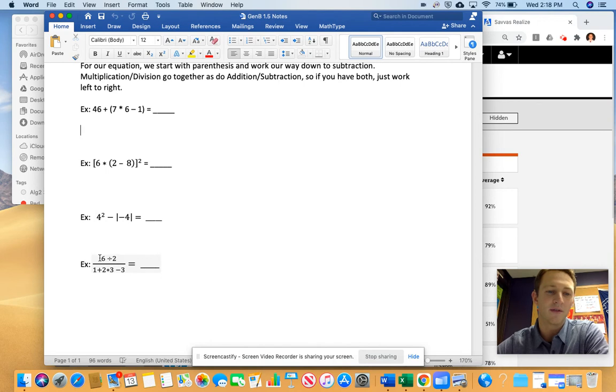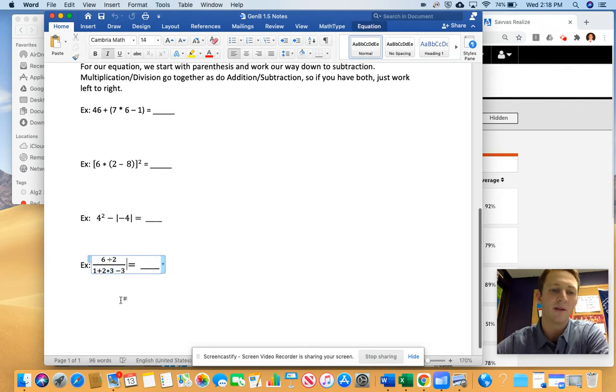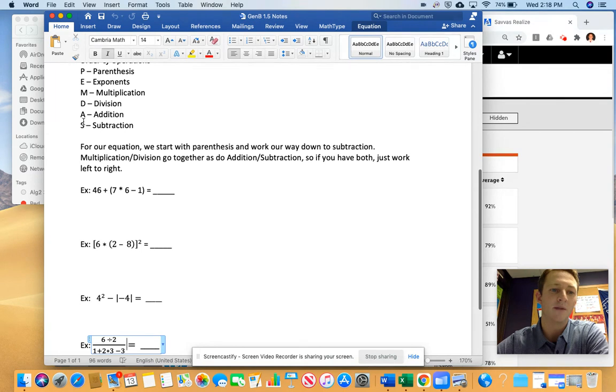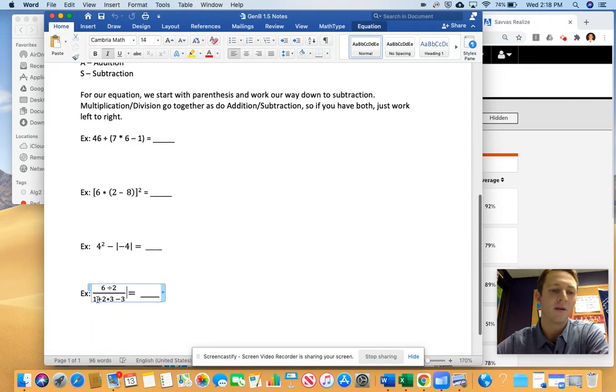And then lastly, with the fraction, we have 6 divided by 2 on top. That is 3. And then on the bottom, 1 plus 2 times 3 minus 3. We need to do the multiplication first because it comes first in the order of operations, as we see above, multiplication before addition and subtraction. So on the bottom, it's actually 1 plus 6 minus 3. 1 plus 6 is 7, minus 3 is 4, and we have 3 over 4. If you have questions on PEMDAS, please let me know.